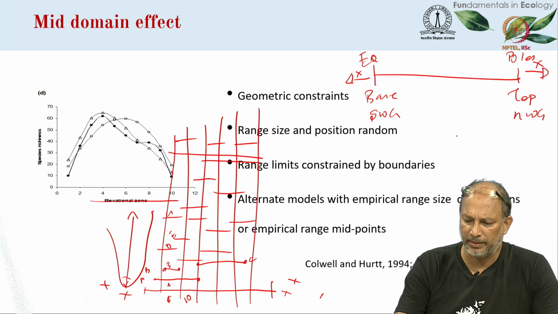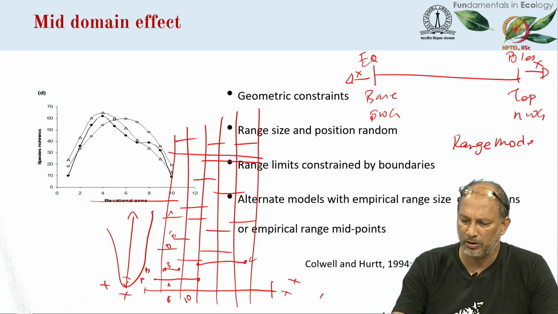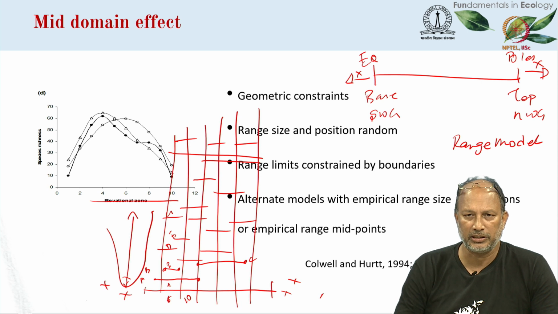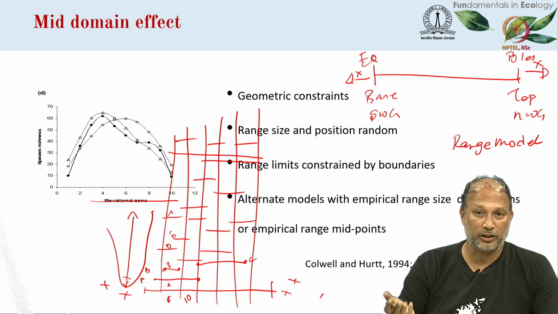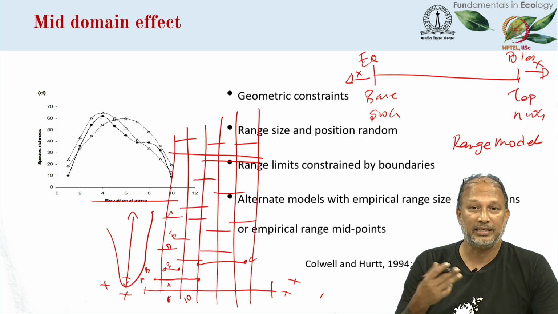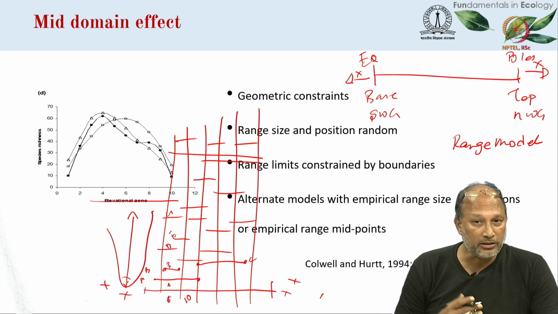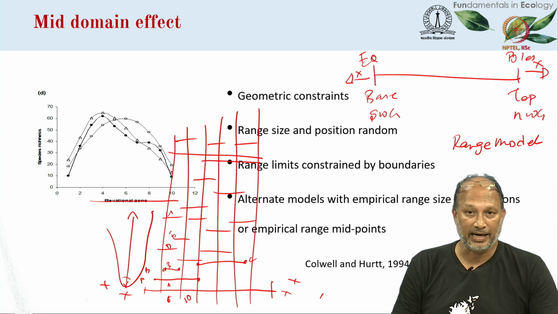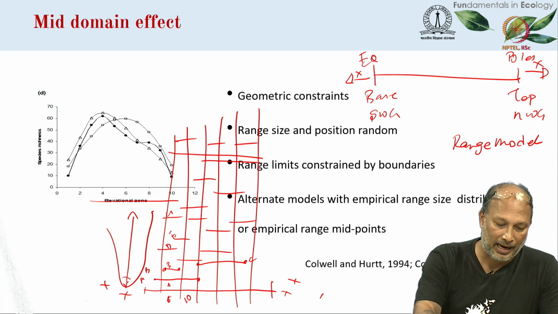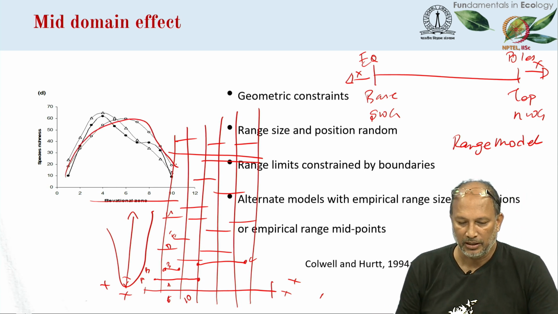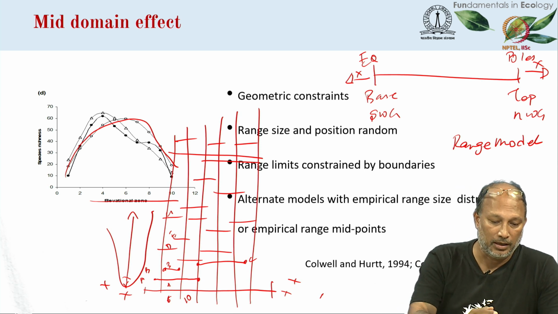There's a software that they produced later, which I think there is still a version of online. It's called Range Model, where you can experiment with this and throw 100 species into a bounded domain and see the kind of patterns that emerge from just randomizing range size and position. And when you do that, you get a hump-shaped distribution that looks like this. If range size and position are random, you get a more or less uniform hump-shaped distribution.